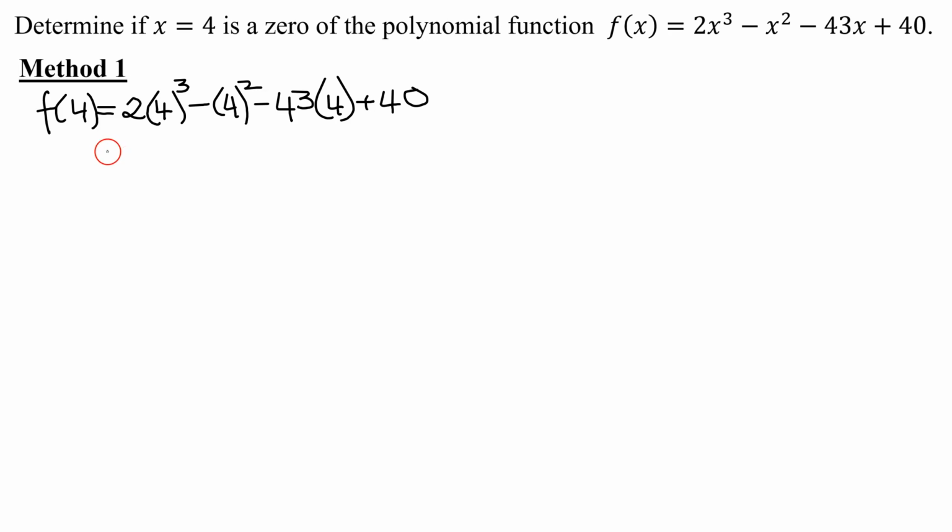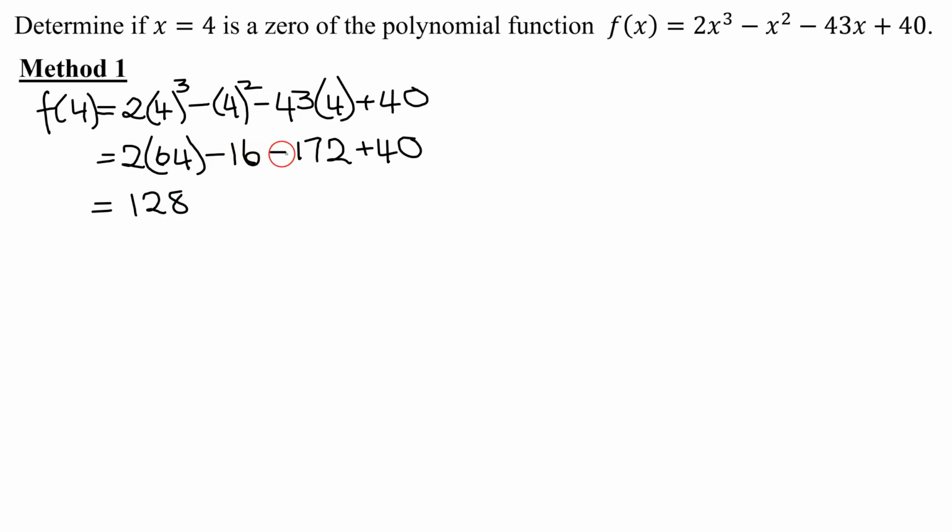So now it's just arithmetic. We do exponents before we multiply. So I have 2 times 4 cubed. 4 times 4 is 16, times 4 is 64. Minus 4 squared is 16. Minus 43 times 4 is 172 plus 40. So 2 times 64 is 128. Negative 16 minus 172 is negative 188 plus 40.